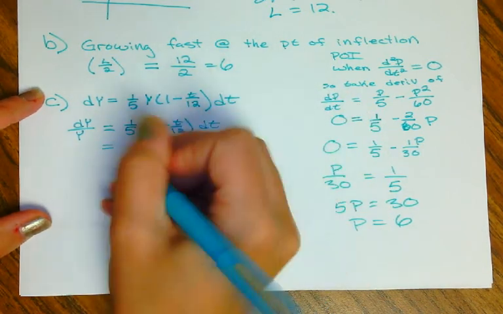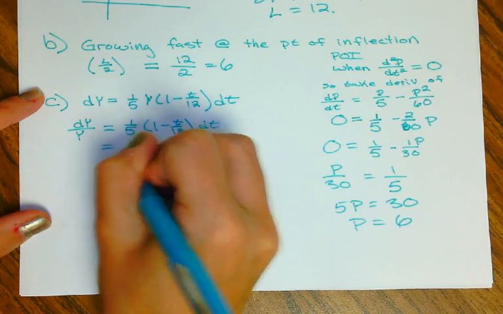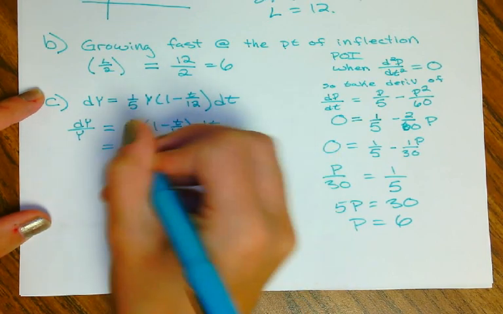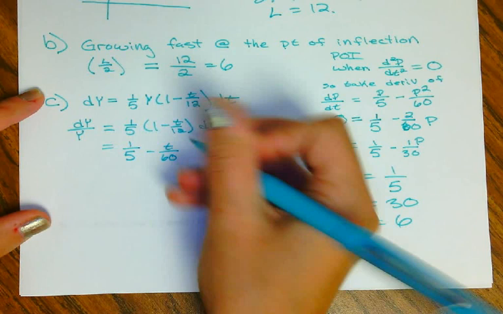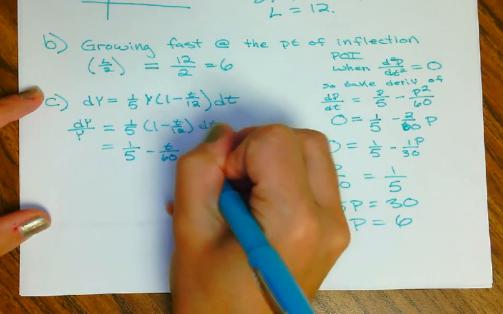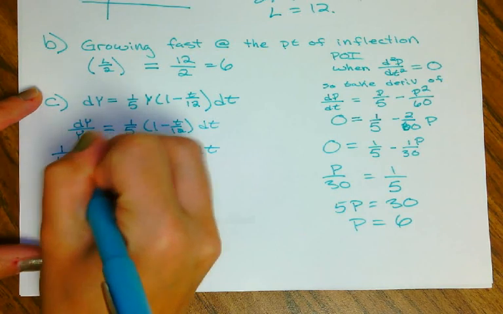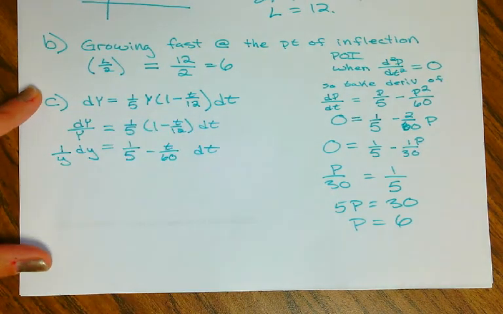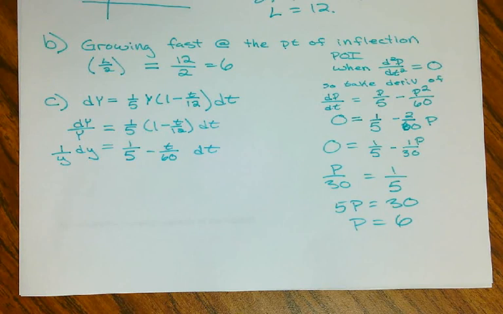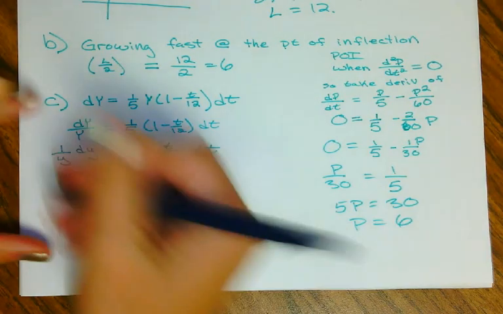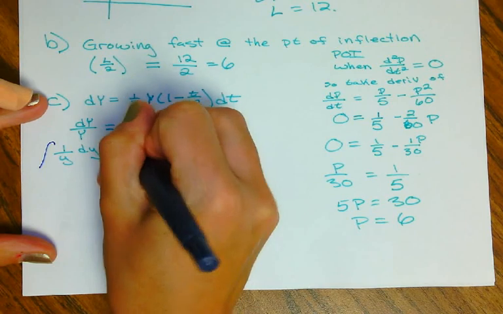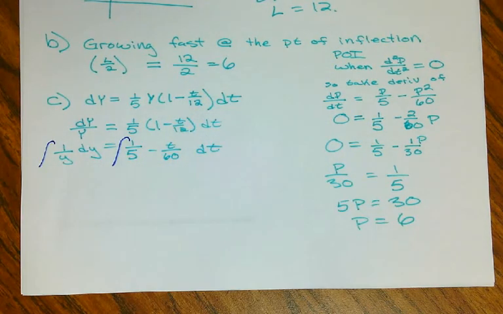If you wanted, you could distribute that 1/5, so that you have t, and then 5 times 12 is 60. So we get that dt. And here, I'm just going to rewrite this as 1 over y dy. Now that I have my y's and dy's together, my t's and dt's together, I can go ahead and integrate with respect to each side. So I'm going to integrate here and integrate this side.